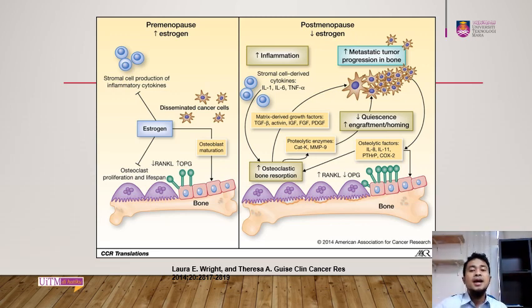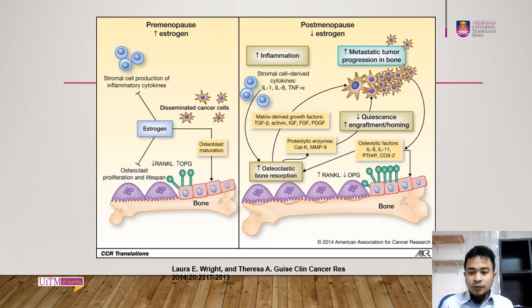When the hormone is lacking, this is what happens: with less estrogen, all of these compounds increase. Osteoclasts have high activity in bone reabsorption, and increased inflammation produces a lot of cytokines, interleukin 1, 6, and tumor necrosis factor alpha. This also promotes metastatic tumor progression in the bone. So you see the importance of estrogen, especially for women.